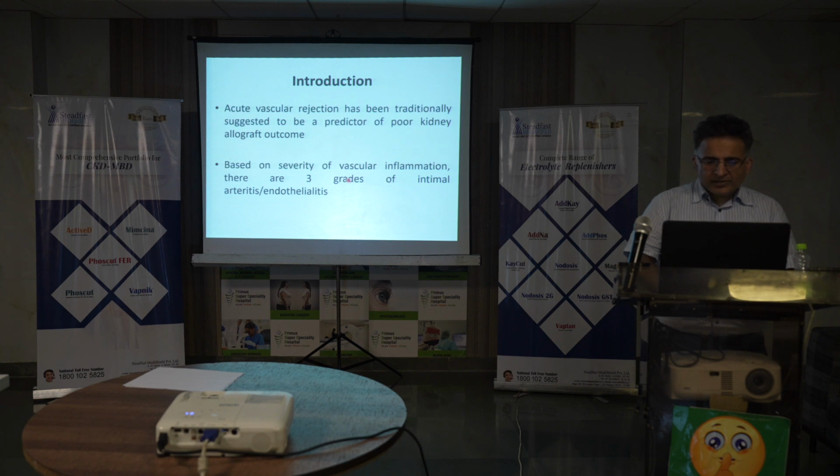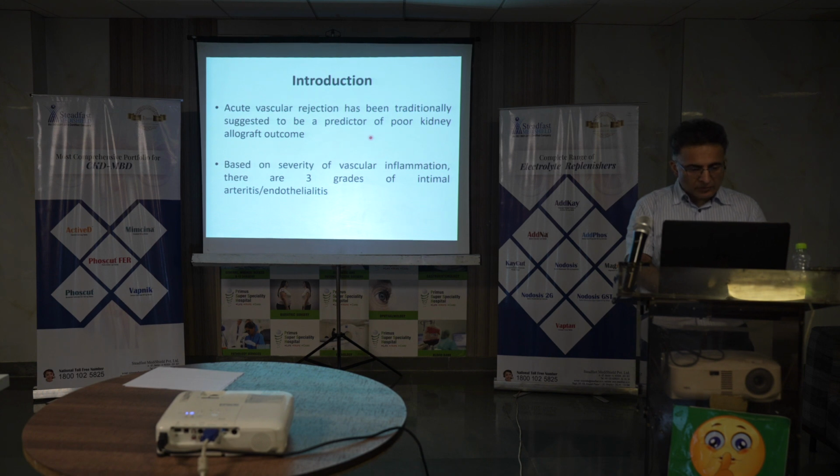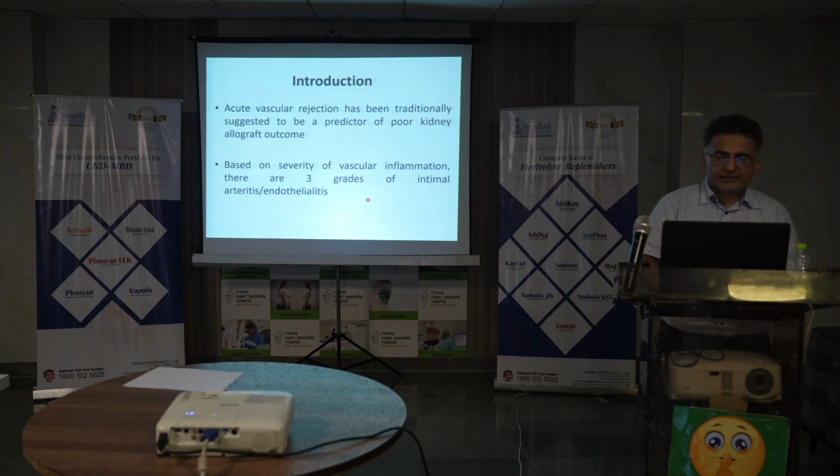Acute vascular rejection has been traditionally suggested to be a predictor of poor kidney allograft outcome. Based on the severity of vascular inflammation, there are 3 grades of intimal arteritis or endotheliitis. For vascular rejection we can also say intimal arteritis, because the vessel wall has 3 layers: a tunica intima, a tunica media, and an adventitia. When we say intimal arteritis, that means the inflammation is only in the intima.